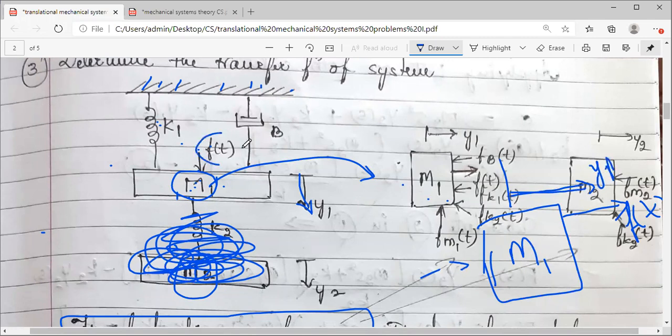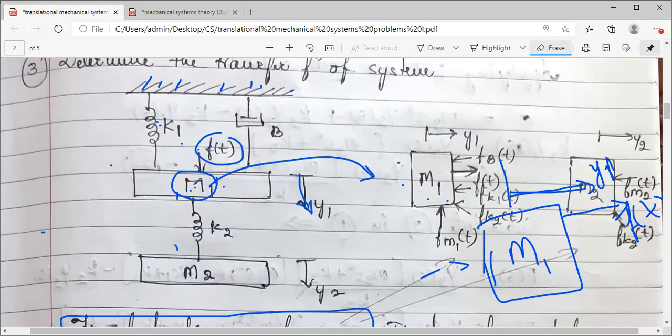This is the applied force. What about the opposing forces? How many opposing forces exist here? Let's try to count. How many components are connected to m1? We will check. There is k1 here, there is b here, there is a spring here, so 3 components. m2 will not come into the picture because it is not directly connected, but immediately 3 elements are connected to m1. So 3 forces do exist and they are opposing forces.